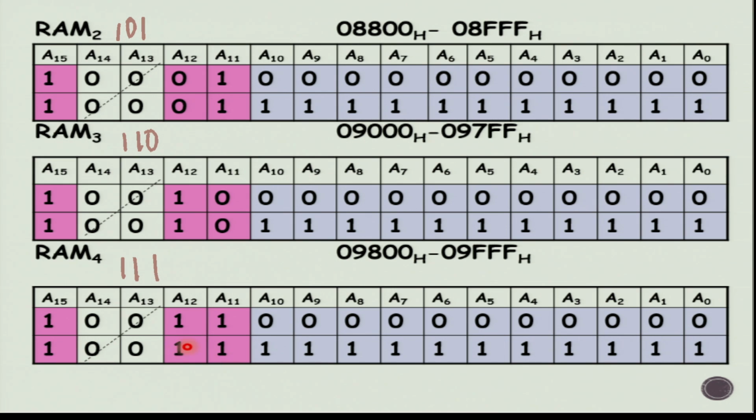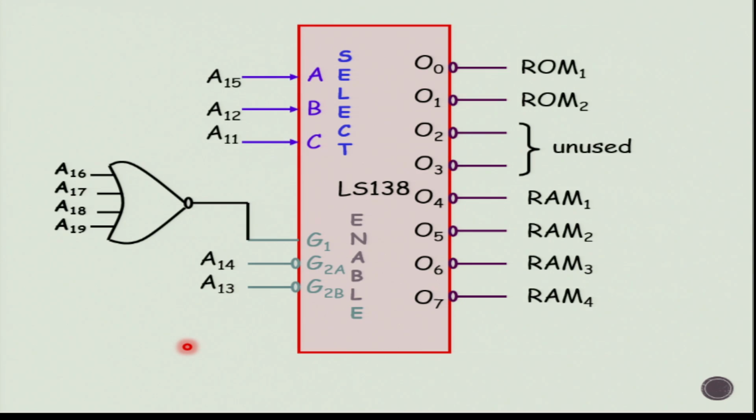So this is going to go to the decoder. So the decoder is going to get A11, A12 and A15. A15 connected to A, A11, A12 connected to B and C. Now what we are going to do is, if it is going to be 000, ROM 1 should be selected. 001, ROM 2 is going to be selected.